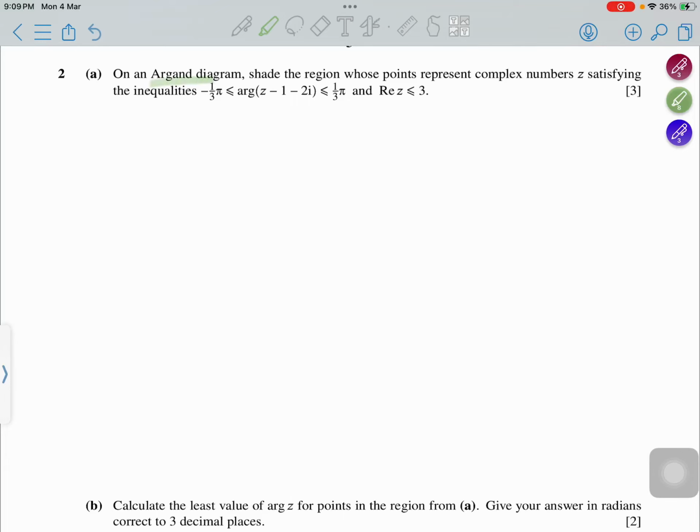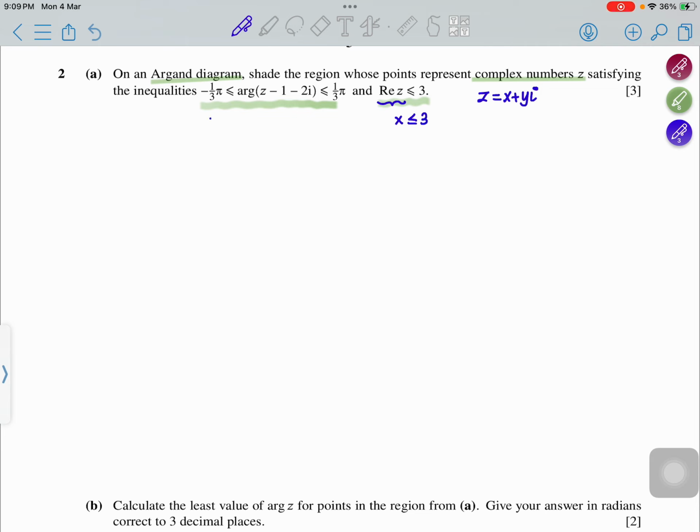On an Argand diagram, I need to shade the region where the points represent the complex number z, where it needs to satisfy this particular inequality and this one. Now let's analyze what is the meaning of the real part of z. It's x. You know, z can be written as x plus yi. So the real part is x less than or equal to 3. What is the meaning of this one?